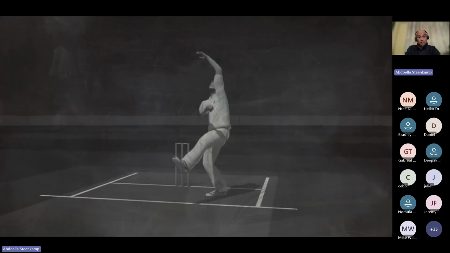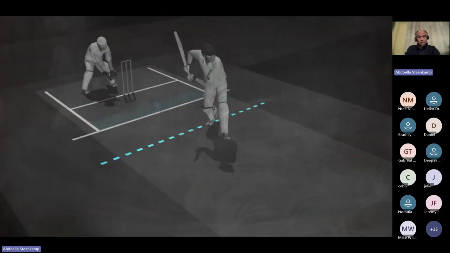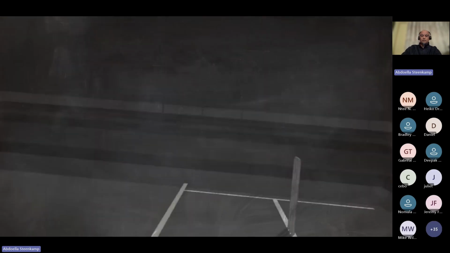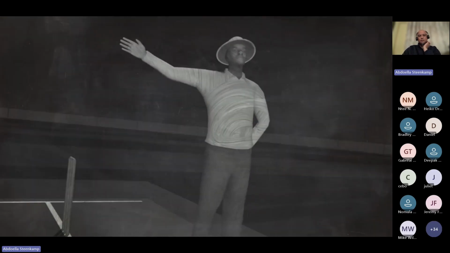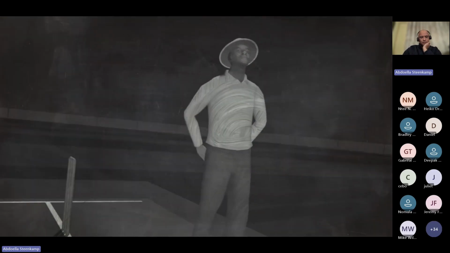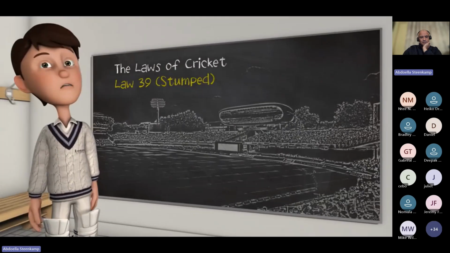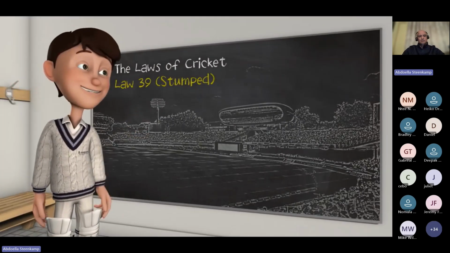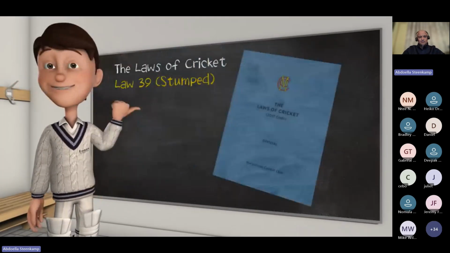If it is a no ball, the batsman will not be out stumped and is also protected from being run out as long as he or she is not attempting a run. Don't be stumped about stumping. Get a copy of the Blue Book and study Law 39.